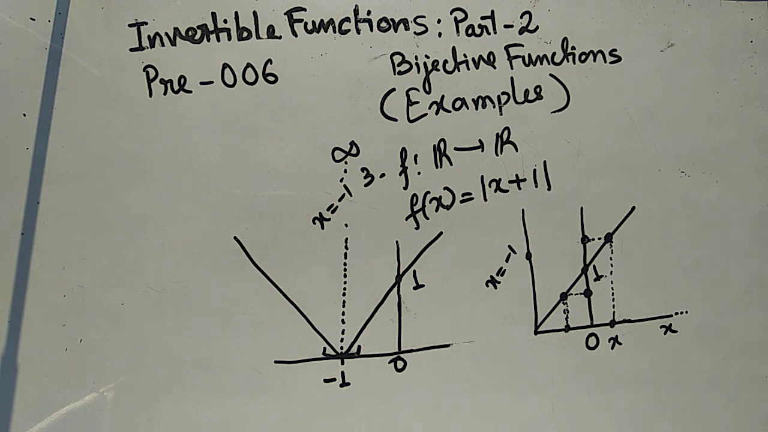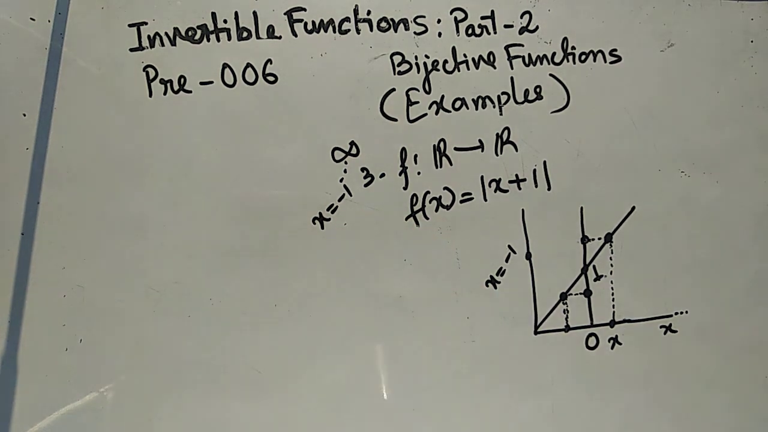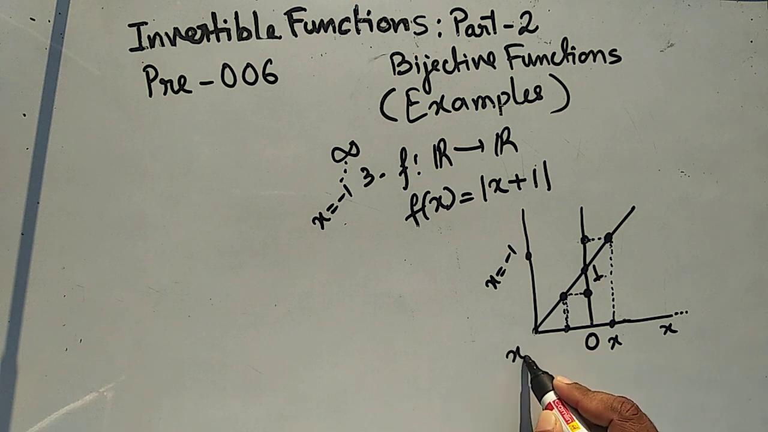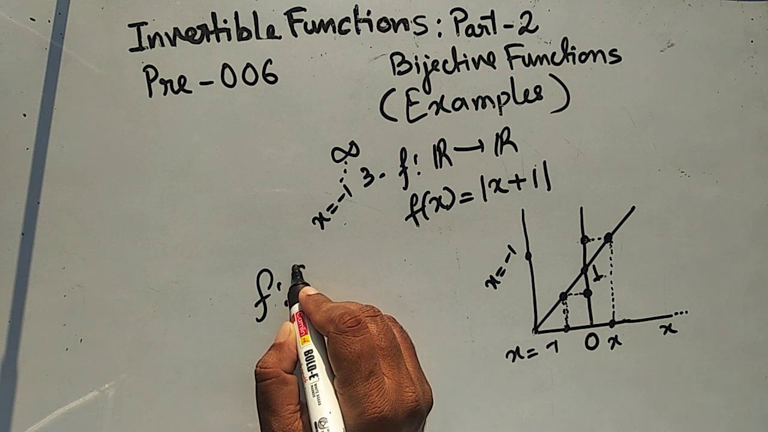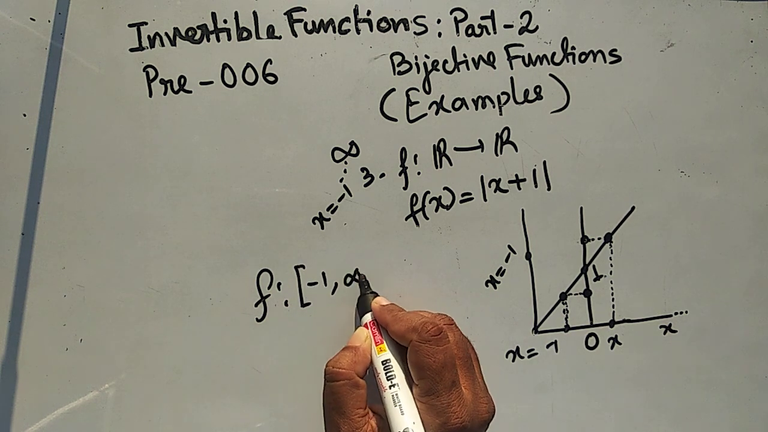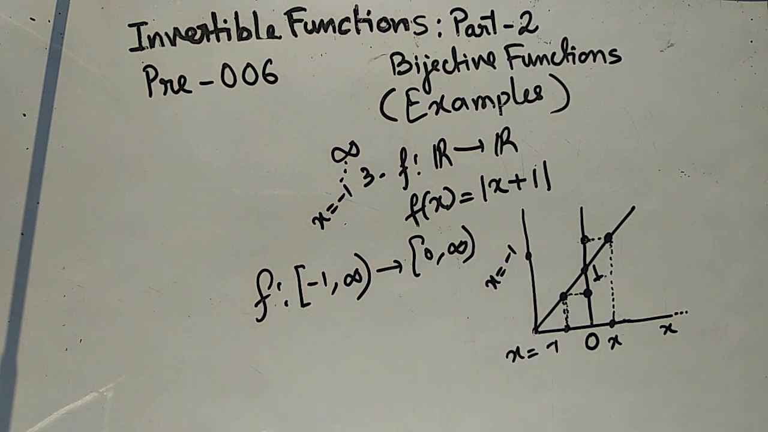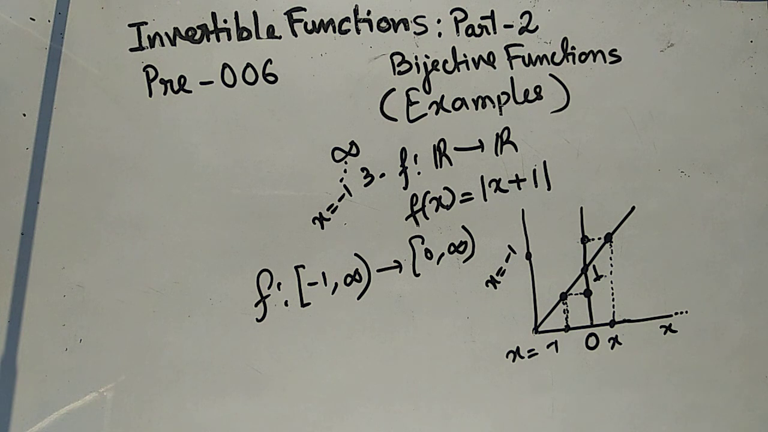So it means if I restrict the function, where did I restrict it, I will come to that again. First, if I restrict the function, this point is x equal to -1. So if I restrict my function to the closed interval -1 to infinity, with codomain 0 to infinity, then this map with the same definition is 1-1 and onto. Okay.